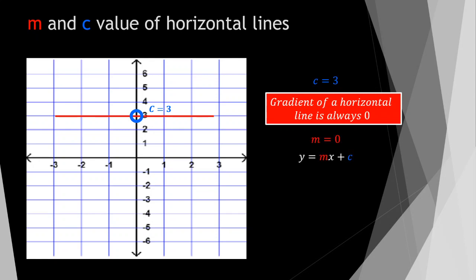Now we can take these two values and substitute them into the gradient-intercept form, which is y equals mx plus c. So put them in there. We've got 0 times x plus 3. And anything times 0 is just 0. So that means we're left with just y equals 3.